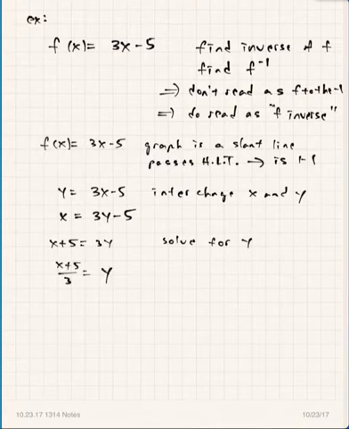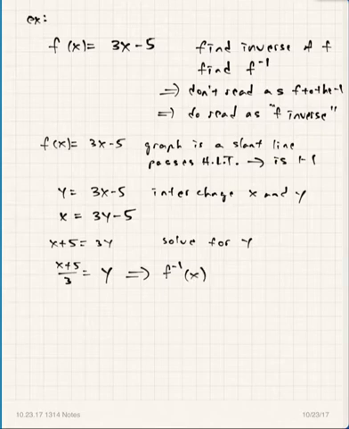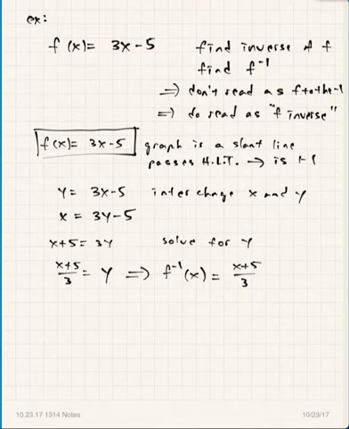Now, usually you write it with inverse notation. So instead of y, you write f inverse x. Right? F inverse of x equals x plus 5 over 3, and that's our inverse function. So these two functions that I'm boxing off right here are inverses of each other.